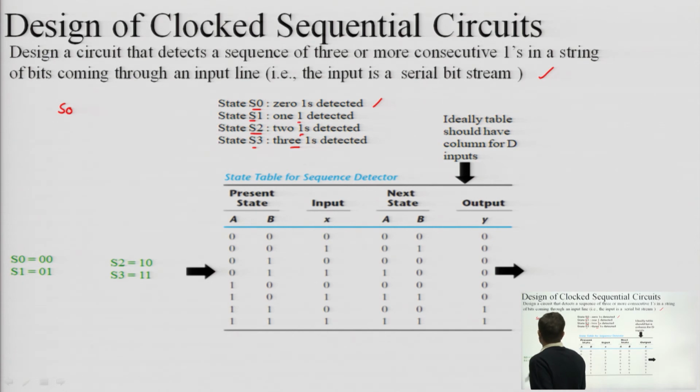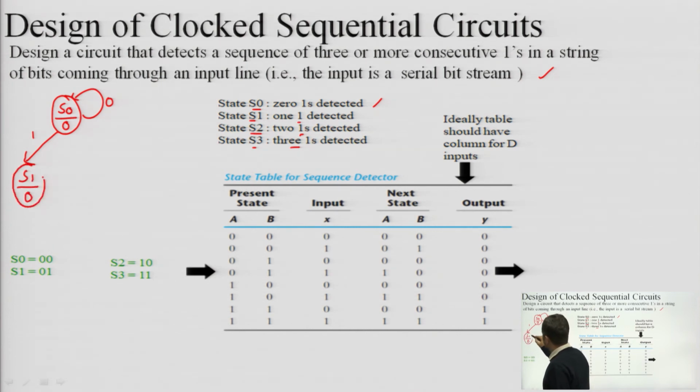So S0. S0 output will be 0 because no one is detected, 0 1 is detected. And if there is a 0 at this point of time, then I will remain in this state. But if I get a 1, then I will enter S1, but the output will still be 0 because output will only be high if 3 ones are detected. So it is the first one only.